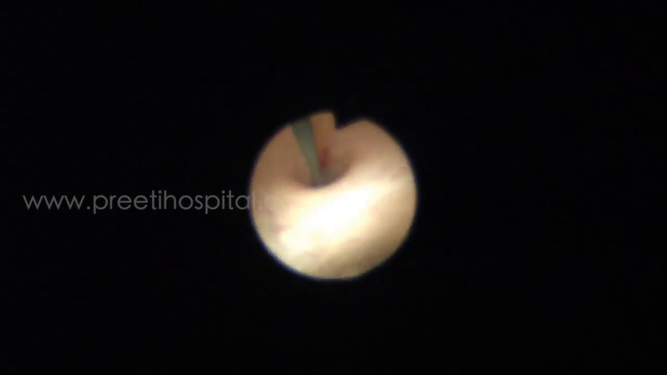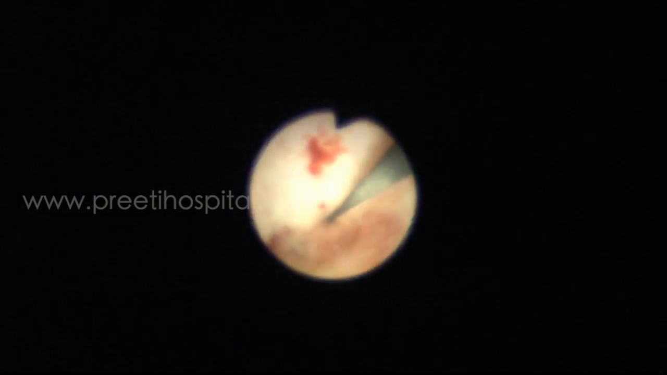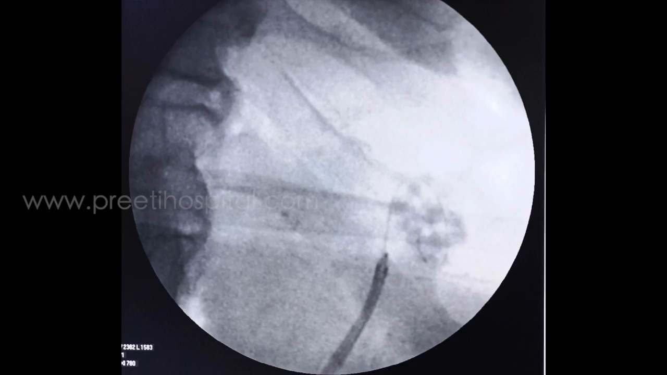This is the flexible ureteroscopy. Prior to this, semi-rigid ureteroscopy was done and a guide wire was passed. This has luckily coiled through the mouth of the diverticulum. It has entered the diverticular cavity.